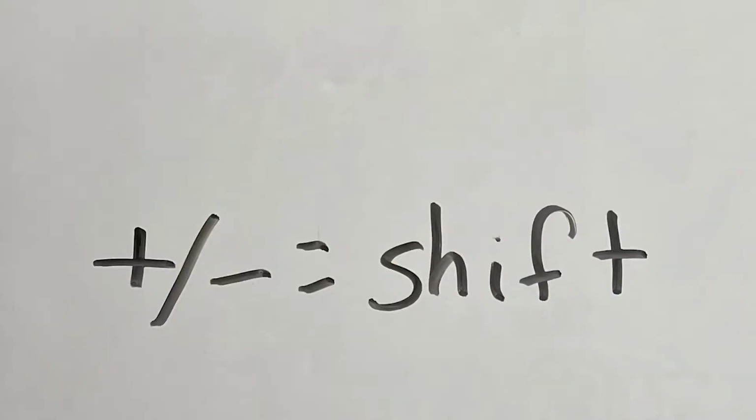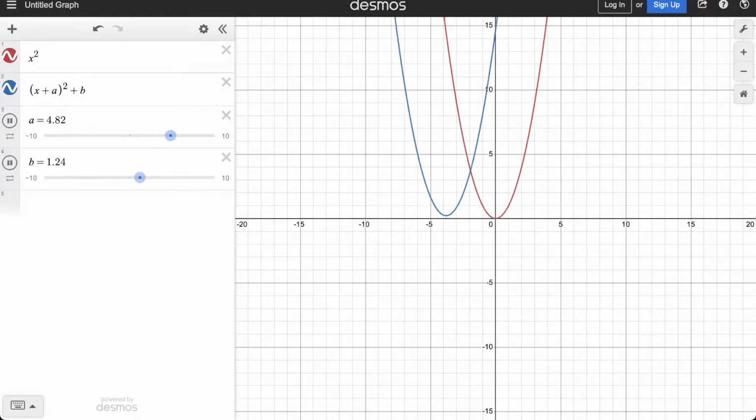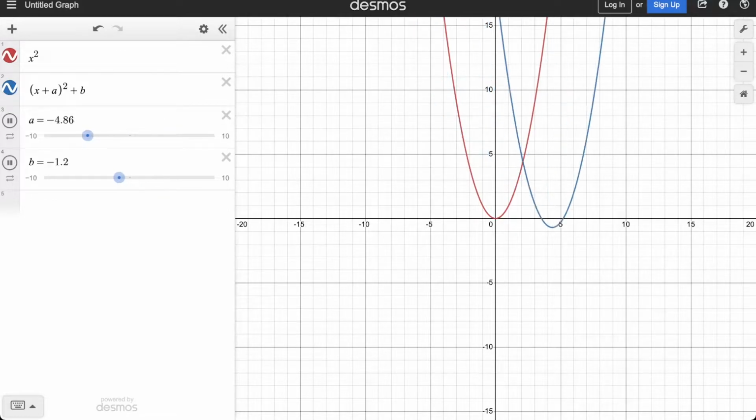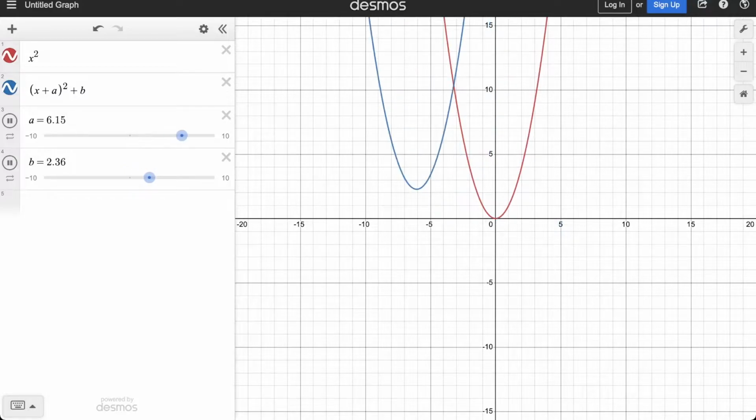So the first thing that we need to know is that adding and subtracting causes a shift in the graph. Right now on the screen, you're seeing what I mean by a shift in the graph. It's when we take our parent function and we either move it left, right, up, or down without changing how it looks. We're just changing its position on the coordinate plane.